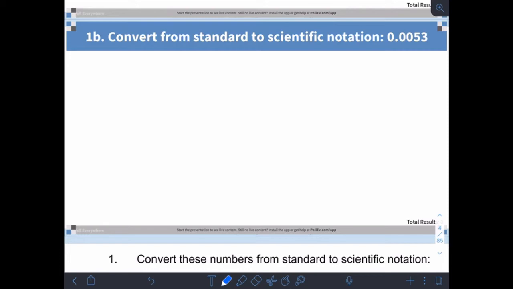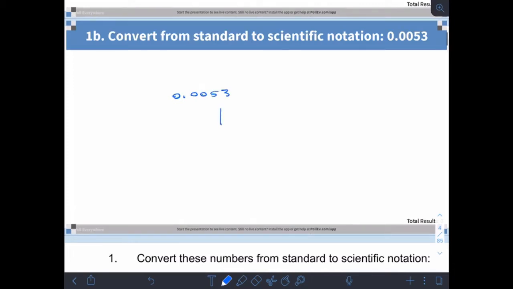Okay, so 0.0053. I'm going to put my decimal place after the first non-zero digit. It's a small number, less than 1, so it's going to be a negative exponent.